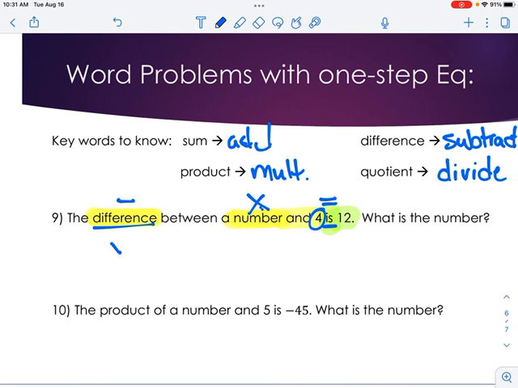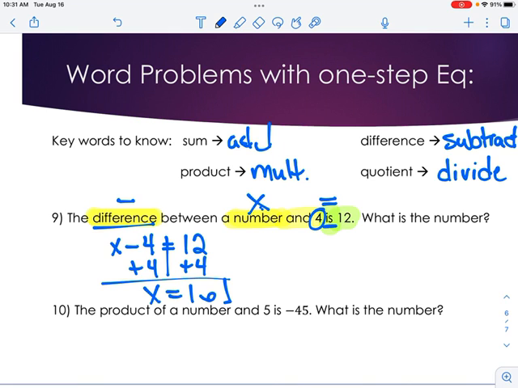So what does it look like? Well, X minus 4 equals 12. So now we go to solve it. We're going to add 4 to both sides. So X is equal to 16. Okay, let's try the second one here. Once again, I'm going to get the highlighter first, and let's see if we can get some words. We have product of a number and 5, and once again, we have that word again, is 45.